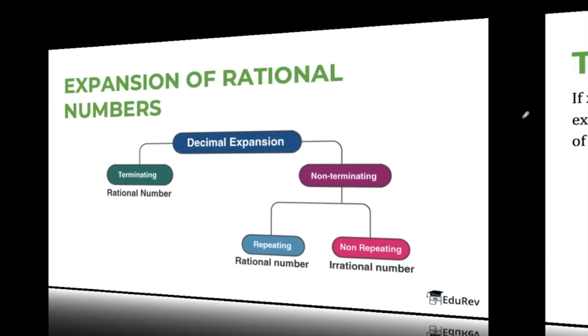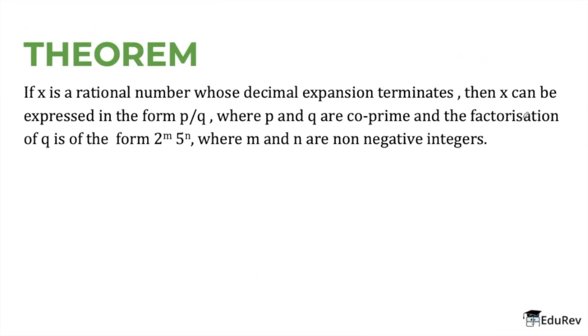Moving forward, alright, so there is this theorem. Let's quickly understand this theorem and solve a few questions to wrap the chapter with a bang. So this theorem says that if x is a rational number whose decimal expansion terminates, then x can be expressed in the form of p by q.